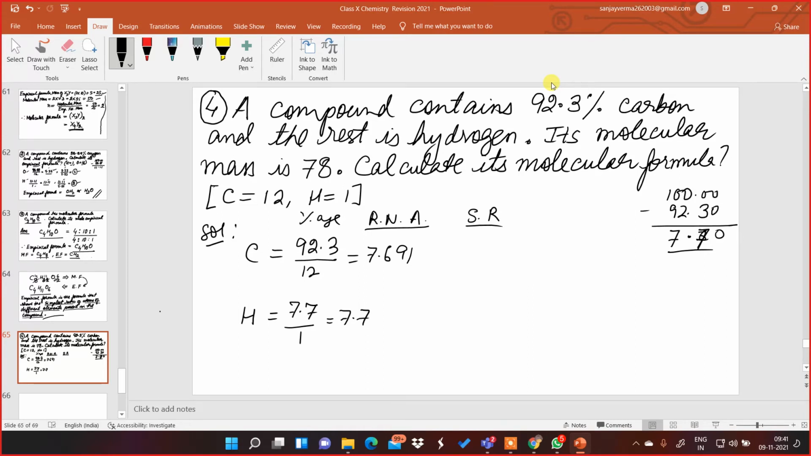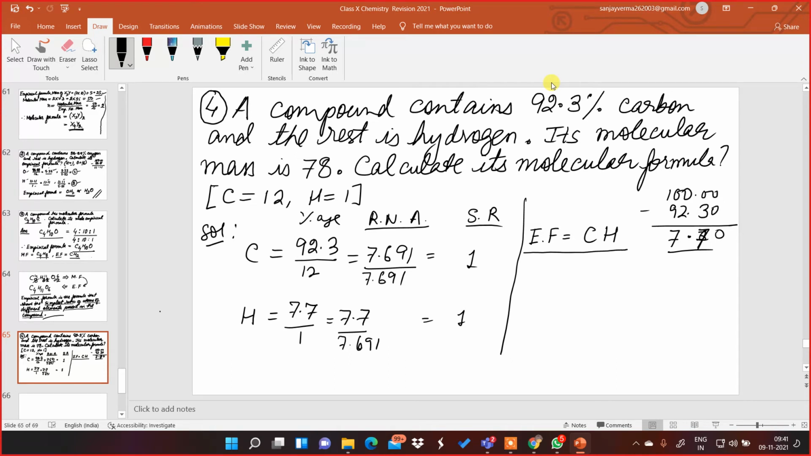Now, to get the simple ratio, divide both these numbers by the smaller number. So you divide both by 7.691. Here also 7.691. If you divide, this will get 1, and this also will get 1. So the simple ratio is 1 is to 1. So the empirical formula is CH only.